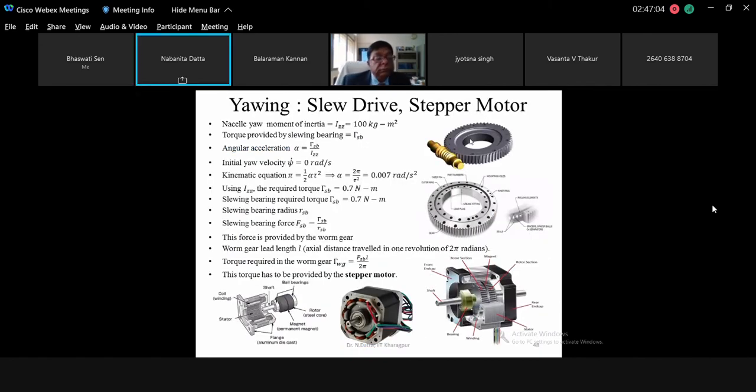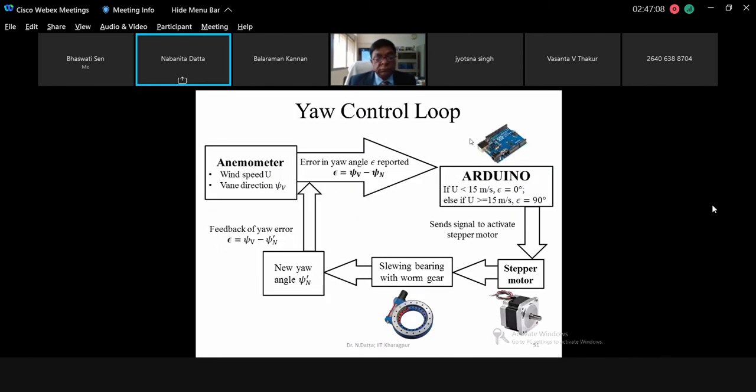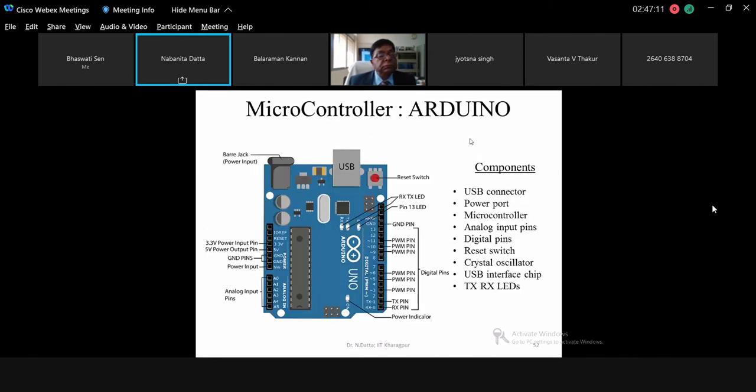We have also studied how the slewing bearing will look like, and the anemometer, etc., how the yawing will be done. I'll not go into the details of the control systems. We are still working on it, but of course there will be a microcontroller which will look after the yawing as well as the braking of the main shaft. Both are necessary for safety of the wind turbine.